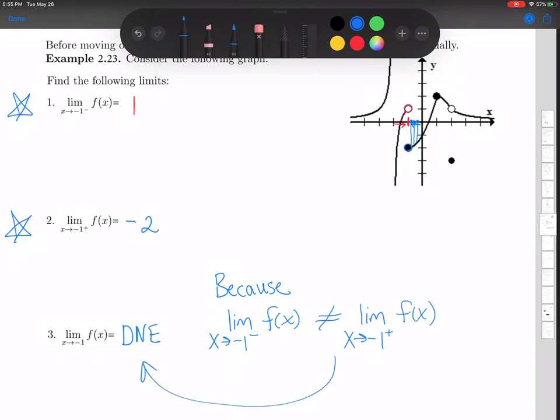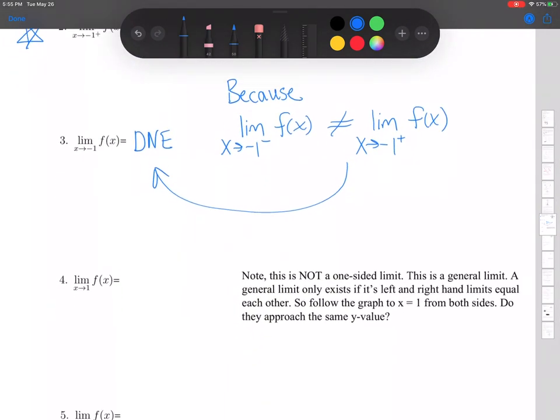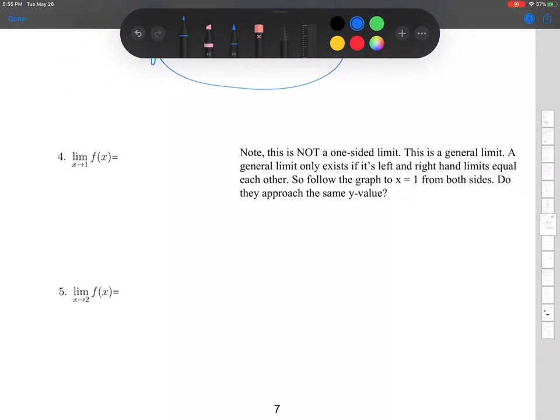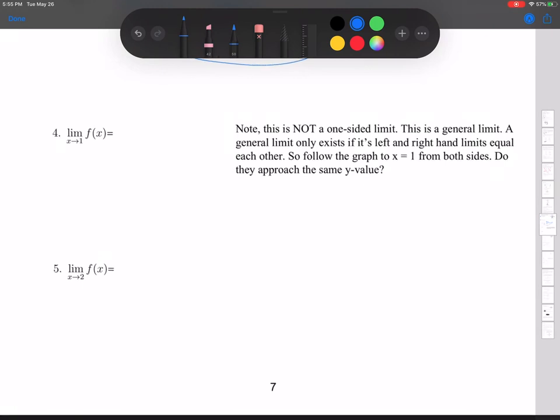When they are not equal, the general limit does not exist. Very, very important concept, easy to forget, but also easy to remember and easy points on a test. So let's keep moving on with our problem and see what else we got. So I kind of make a note of that.